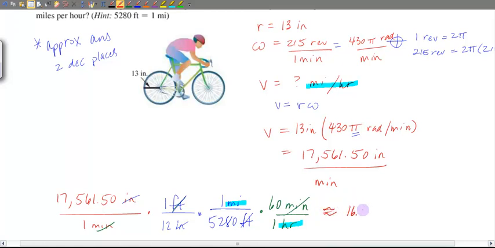approximately 16.6 miles per hour. That's how fast the bicycle is traveling.